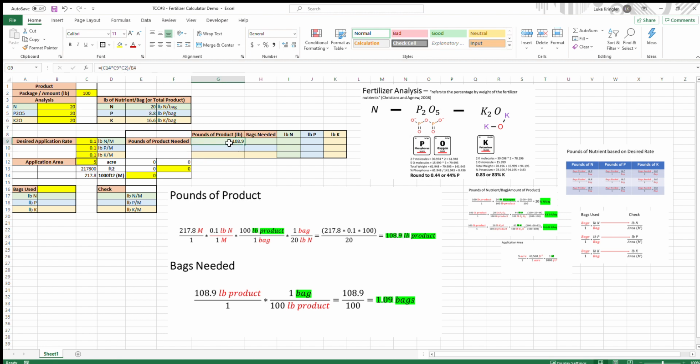So let's go back to our nitrogen calculation. So for any element, this area given in C14, it's going to be the same whether we have a desired rate of nitrogen, phosphorus, or potassium. So that C14 value can be hard-coded, and you do that using the F4 key. And you'll see the dollar signs go around the C and the 14.